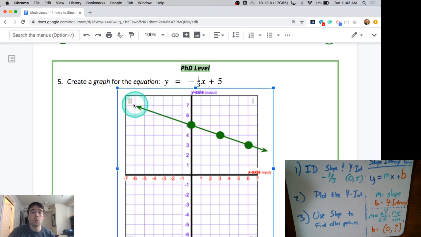So any point, any ordered pair you pick out on this green line, for example, if I pick 6 for x and 3 for y, 6 times negative 1/3 would be negative 2. Negative 2 plus 5 would give me the 3 value that y is supposed to have when x is equal to 6.